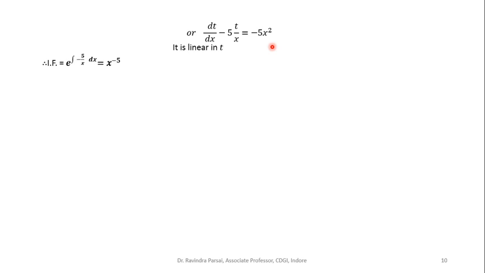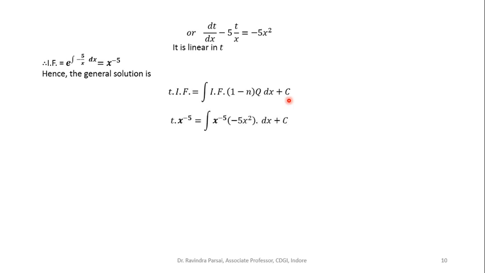Therefore, first you will find the integrating factor. P is minus 5 by x. The integration of minus 5 by x is minus 5 log of x, so the power of x you shift inside the log as the base. So this gives the integrating factor x raised to minus 5. Therefore, you write the general solution as t into the integrating factor equals the integral of the integrating factor times minus 5x square dx plus c: t times x raised to minus 5 equals the integral of x raised to minus 5 into minus 5x square.